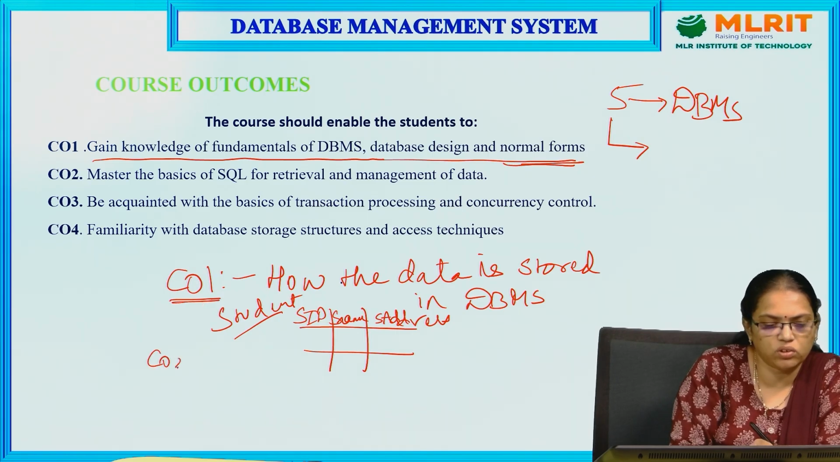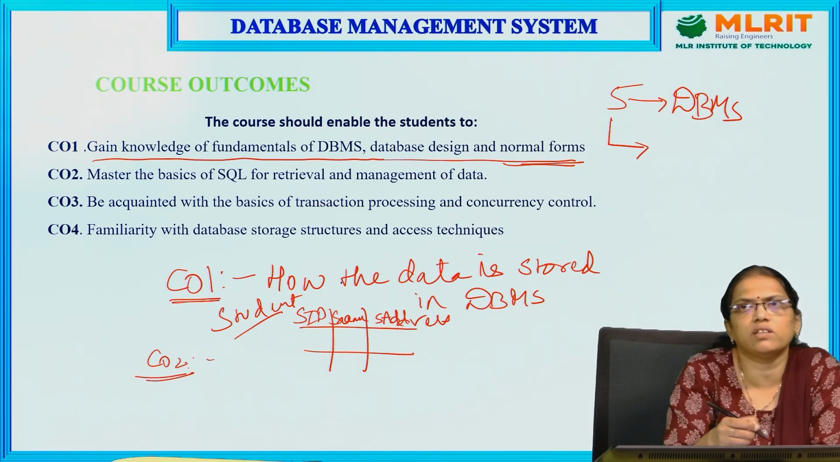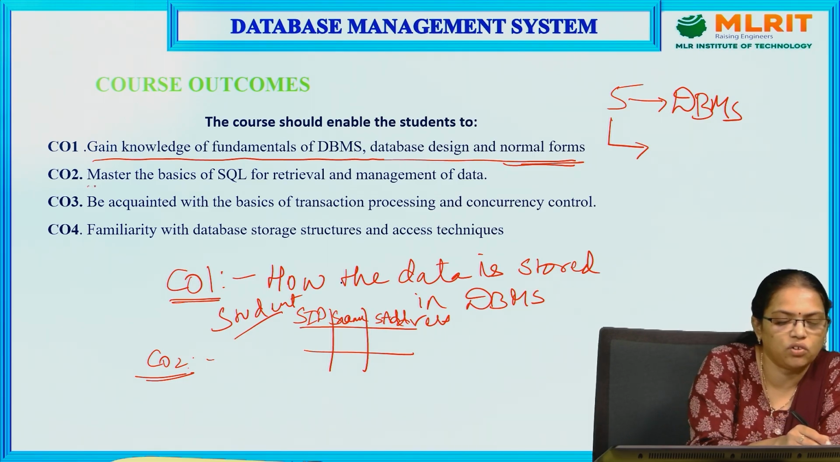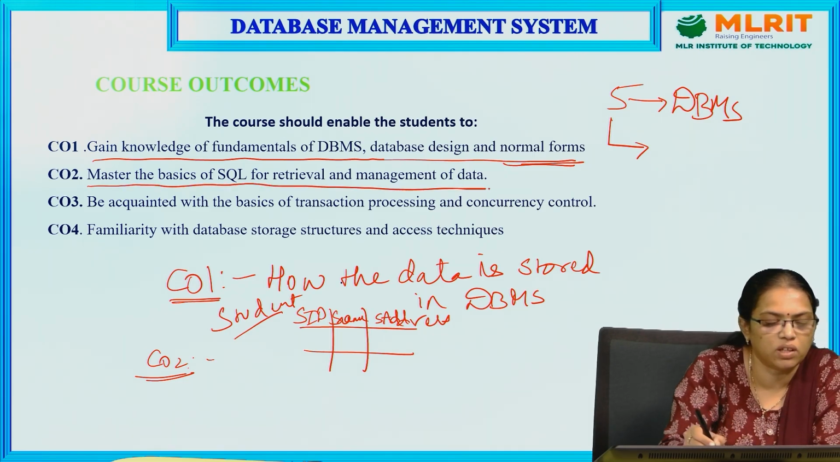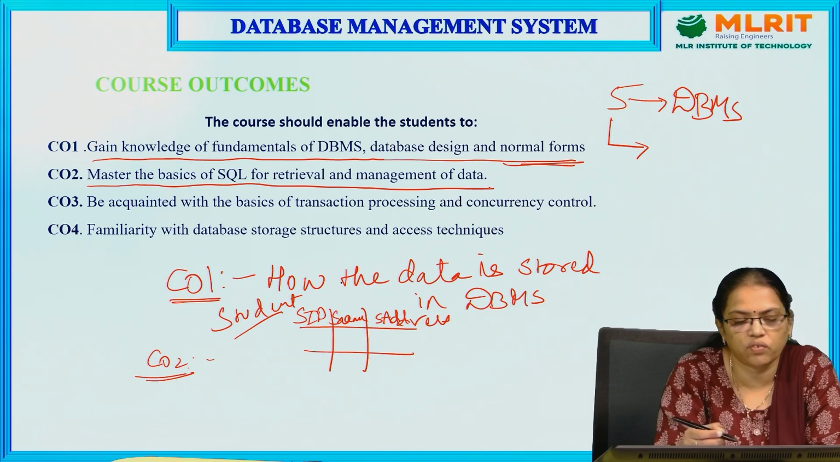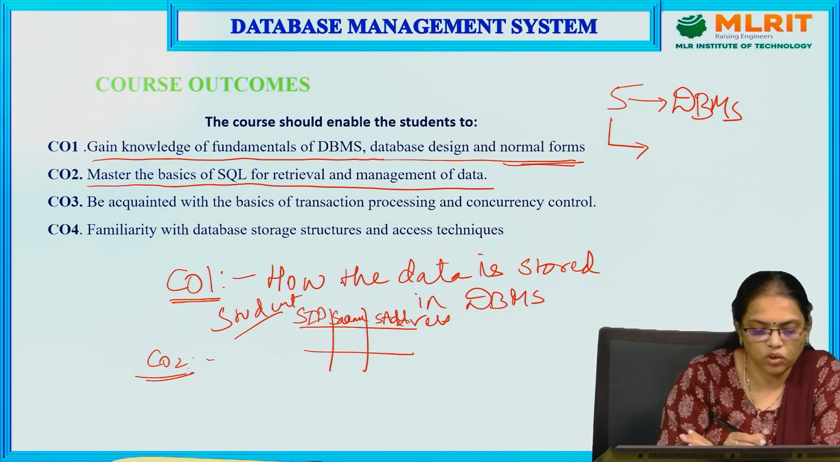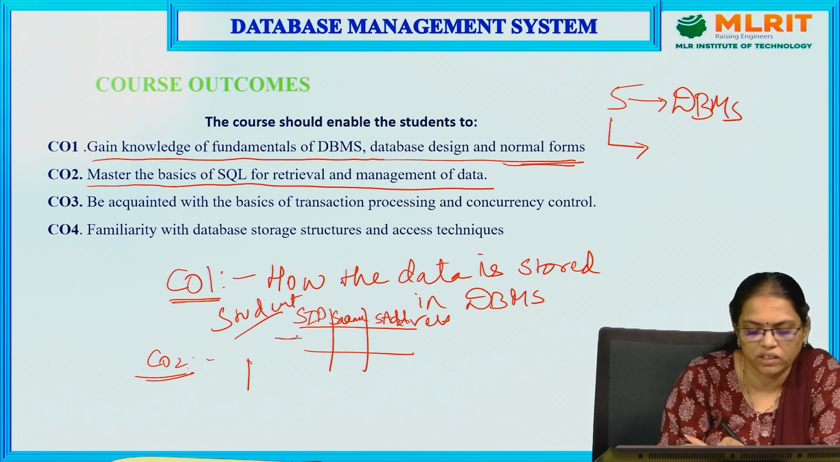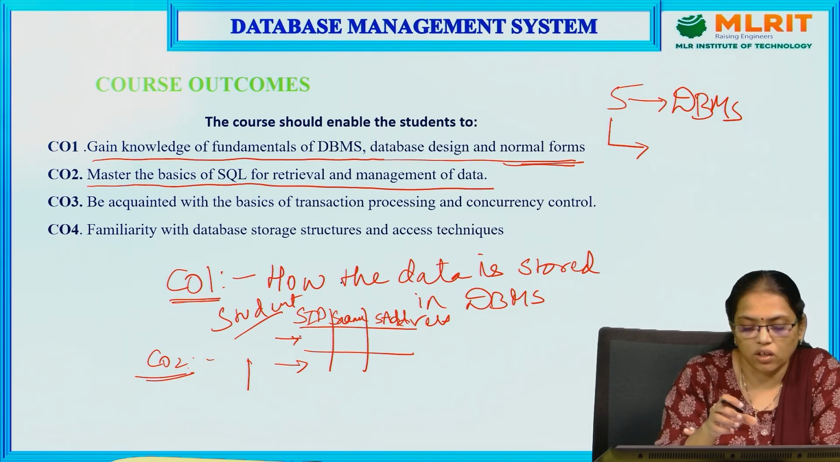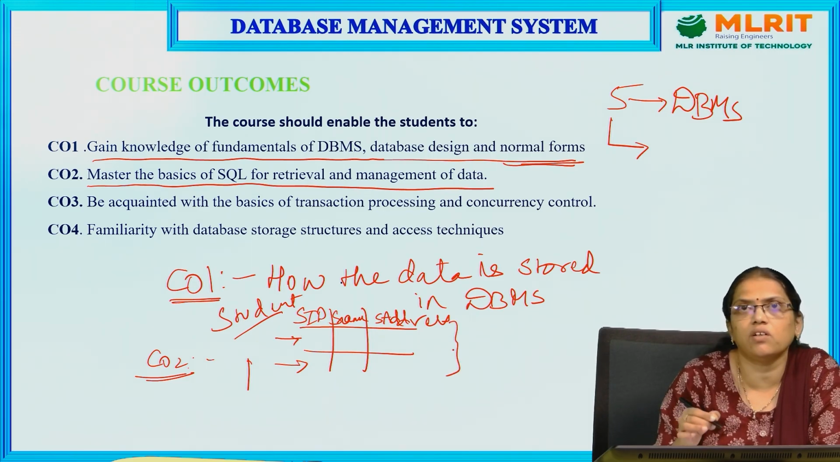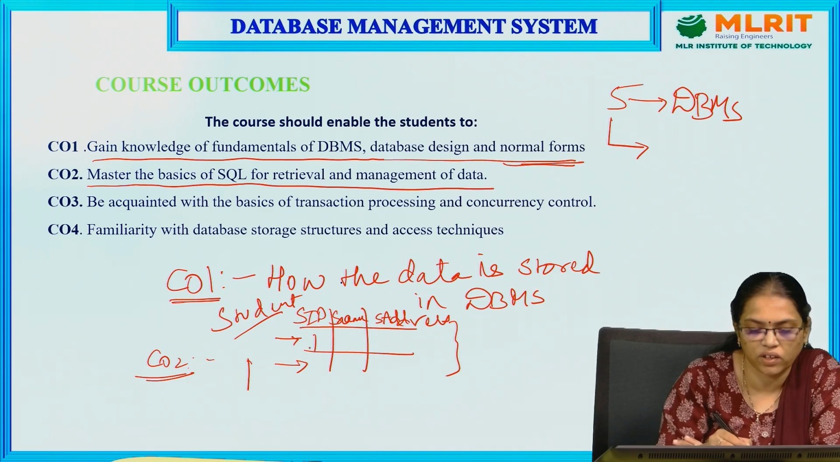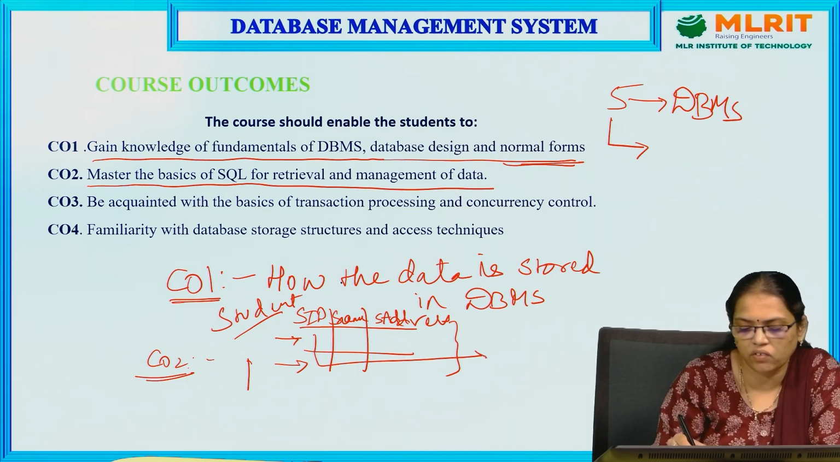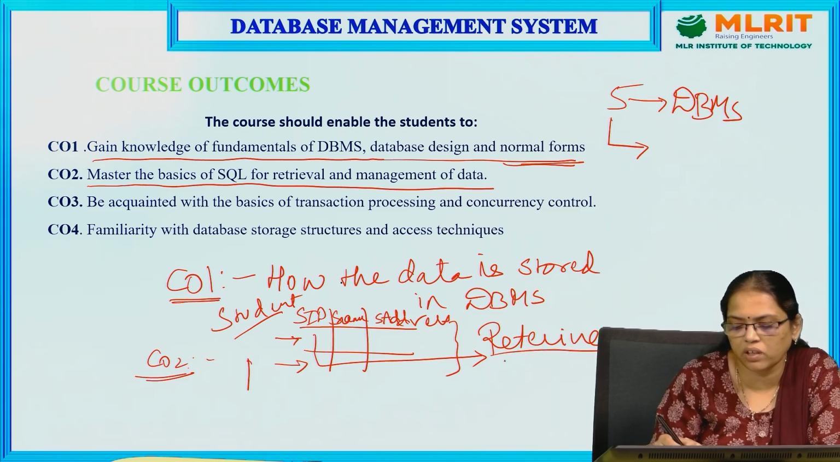Next, coming to course outcome 2. After studying the second unit, the student will be able to master the basics of SQL for retrieval and management of data. What do you mean by retrieval and management? Now I have already created a database for student with these details: SID, SNAME, address. Now I want to find the information of SID student 1. For this, I'll retrieve the data. How will I retrieve the data? By using simple queries.